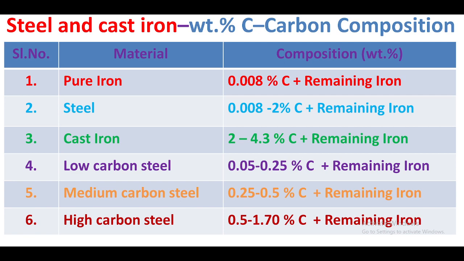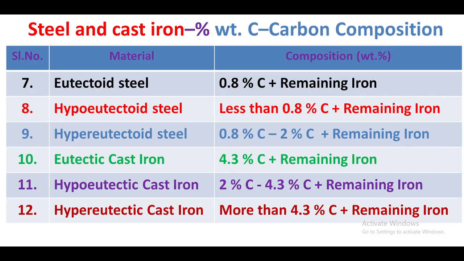In high carbon steel, the carbon content varies from 0.5 to 1.7% of carbon, plus remaining is iron. Next, the steel is categorized into three types. First is eutectoid steel. Eutectoid steel has a carbon content of 0.8% of carbon, plus remaining is iron.